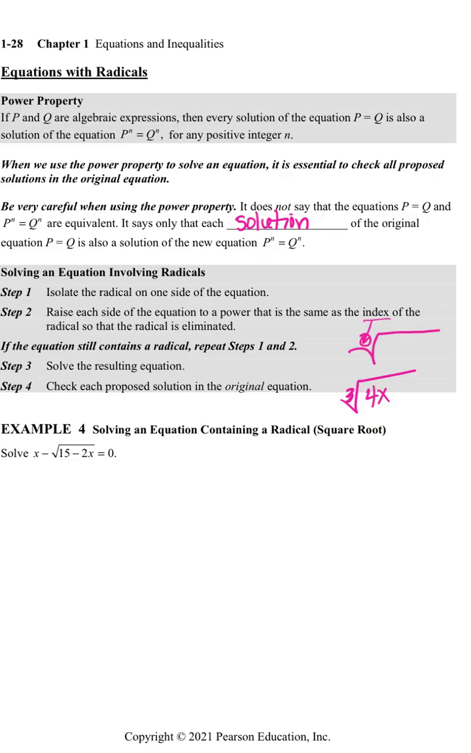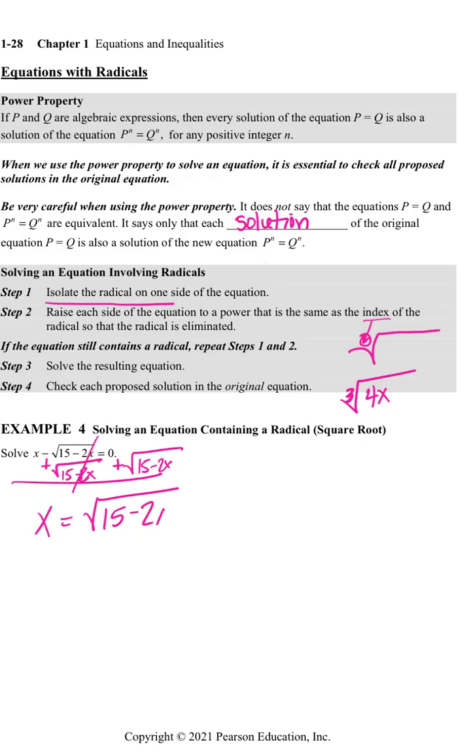So, solving an equation containing a radical, or a square root. They're going to start with square roots. The first thing we're going to do is isolate the radical on one side. So I want to add this to both sides. I'm going to add the radical to both sides. So I get x equals the square root of 15 minus 2x. Since that is assumed to be a 2, then you're going to square both sides.